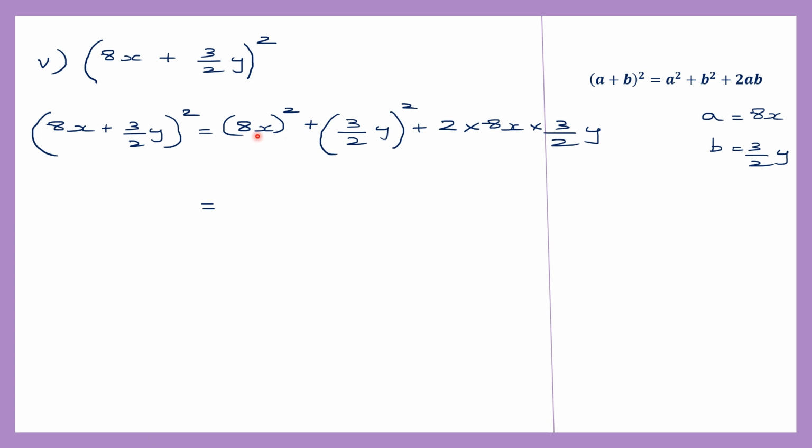So 8x square means 8 into 8 and x into x. 8 8s are 64. X into x is x square. Plus, similarly here 3 by 2 the whole square. That is 3 into 3 by 2 into 2 and then y square y into y. So 3 3s are 9, 2 2s are 4, y into y is y square. Plus, now here let's see if there's something we can cancel. I can cancel this 2 and this 2. Okay, so 2 and 2 are cancelled. So what is left here is 8x into 3y. I can multiply the numbers. I can multiply 8 into 3. 8 threes are 24. X into Y is XY. So this is our final answer.